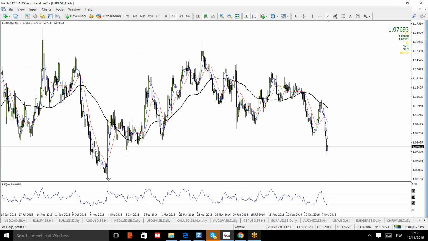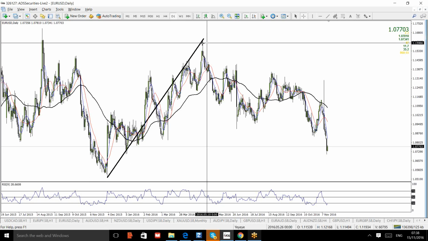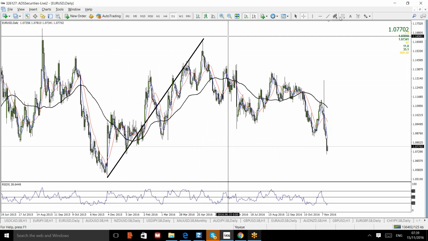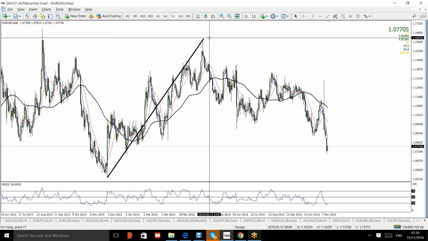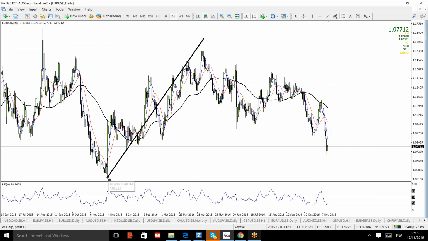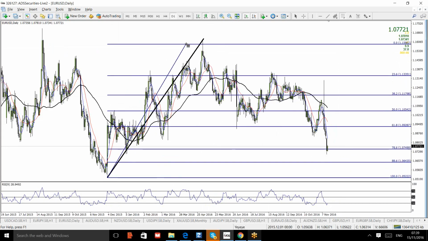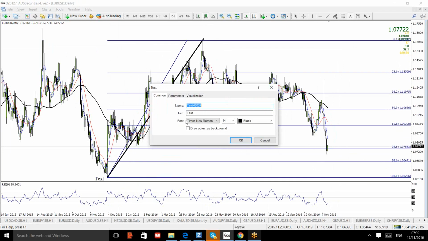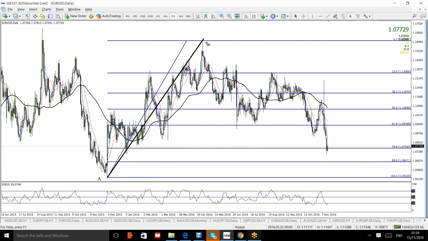So, guys, imagine this is your leg. This is the leg you want to take the retracement of. This is your point A, that is your point B. Take the tool from where it begins to where it ends. Understand, guys? So this is your trade A. That's B.